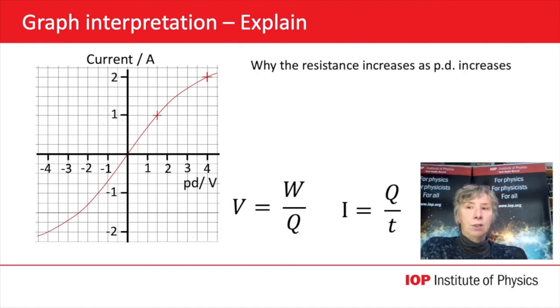The rate of collisions between the free electrons and the ions increases. Energy transfers to the ionic lattice, causing the amplitude of the ion vibrations to increase. This means that the filament temperature is increasing and that there is more resistance to current flow.